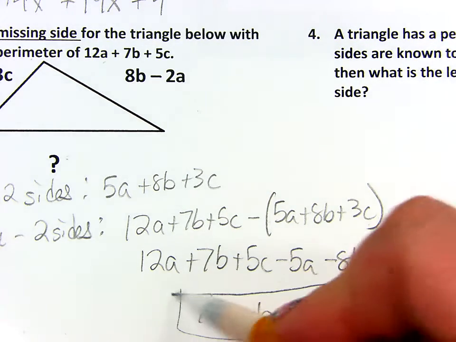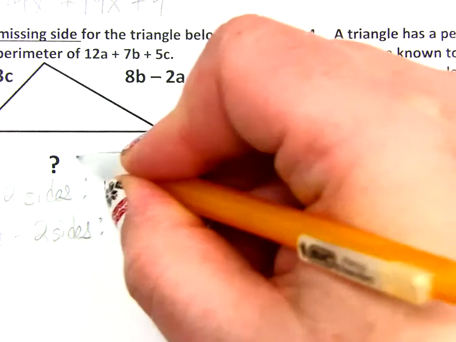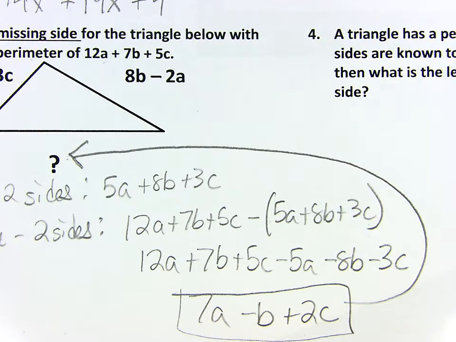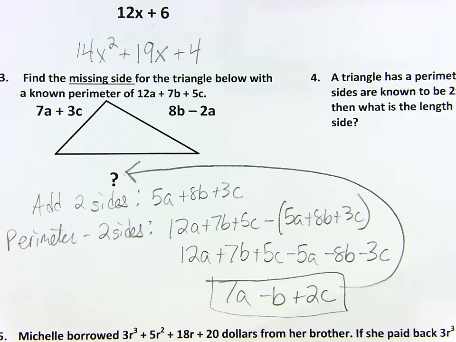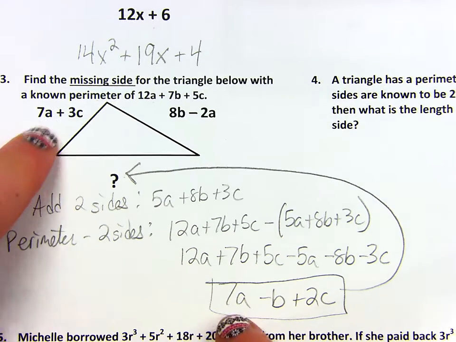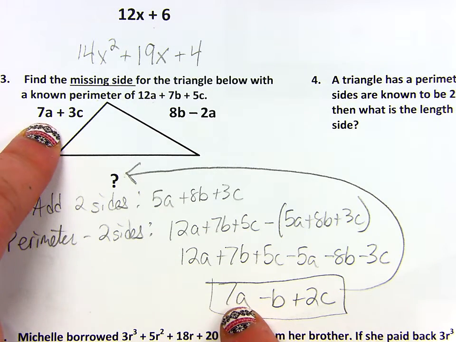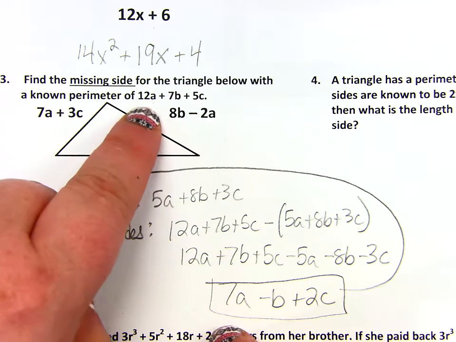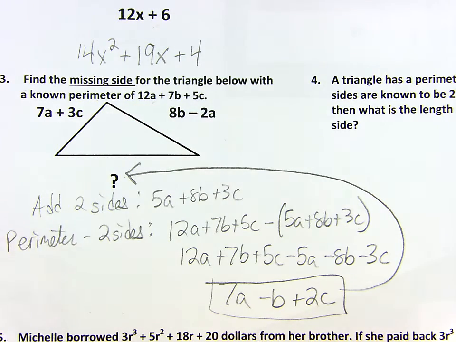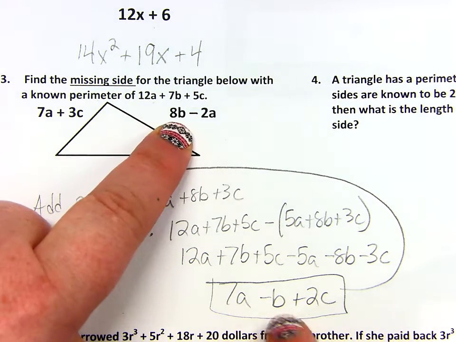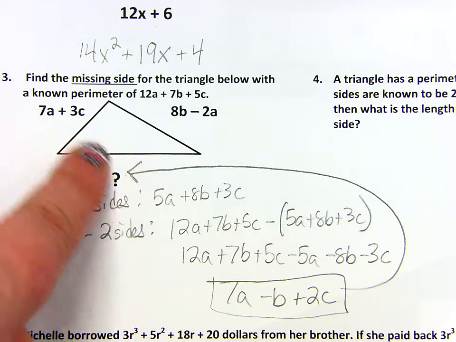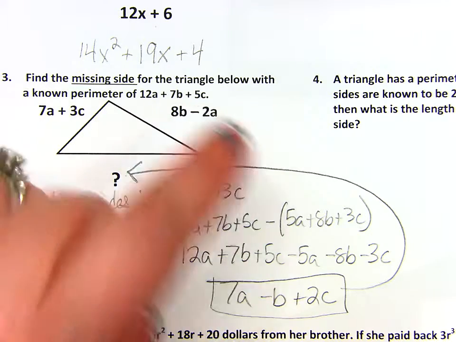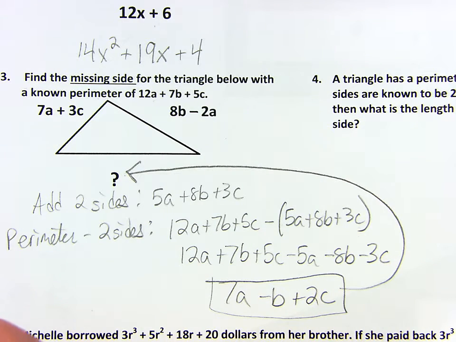You could always check yourself by now adding the three sides together and seeing if it really does add up to be the perimeter that they gave you in the beginning. So I just check quickly. If I add the a's together, 7a plus 7a is 14a, minus 2a is 12a. Yep, that's right. B's, 8 minus 1, yep, that's 7b. And then c's, plus 3, plus 2, yep, plus 5c. Hooray! I know that I'm right.